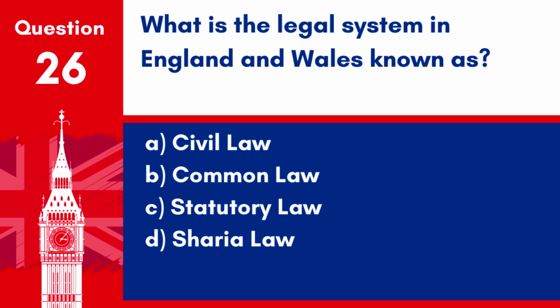Question 26. What is the legal system in England and Wales known as? A. Civil law. B. Common law. C. Statutory law. D. Sharia law.